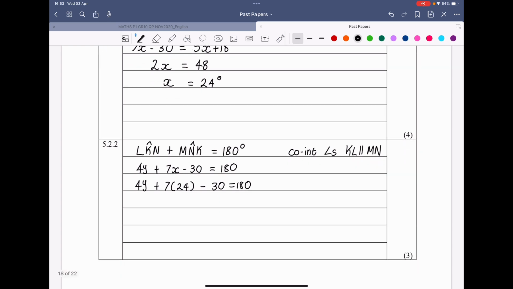Okay, and then I'm going to take all my constants over to the right-hand side. So on the left-hand side, I'm left with 4y, which is equal to 180 minus 42, which comes to 138. And then I can say that y is equal to 10.5 degrees.